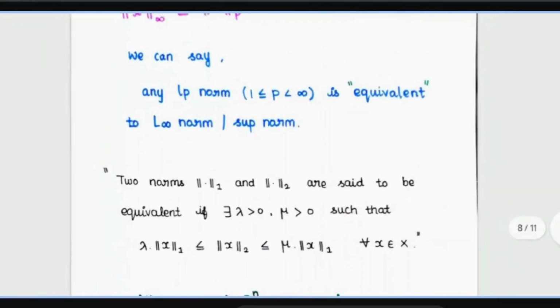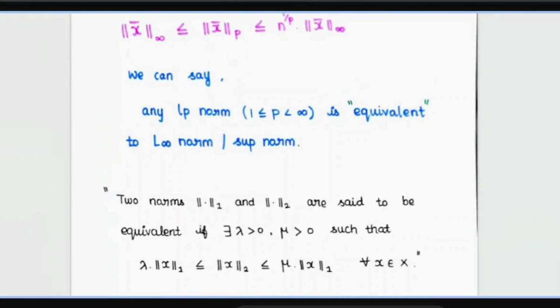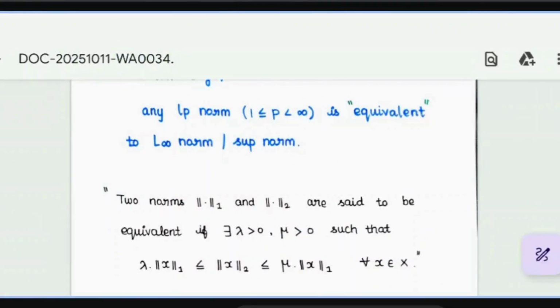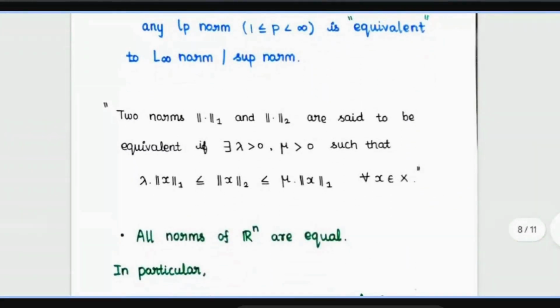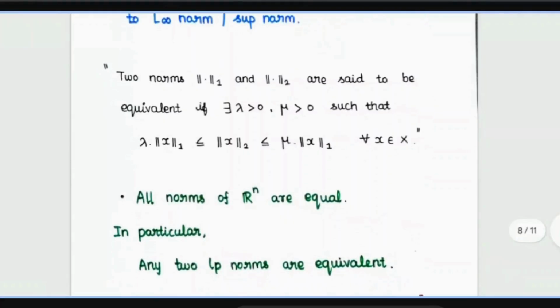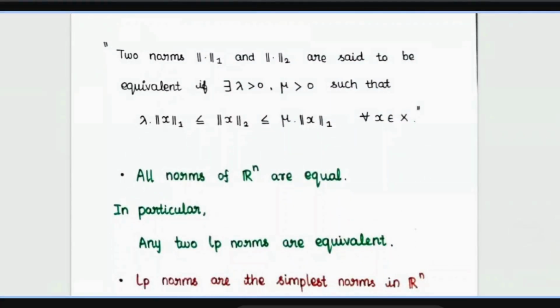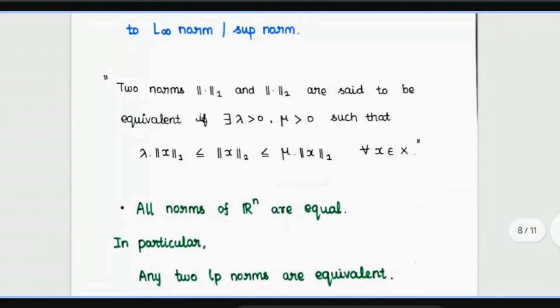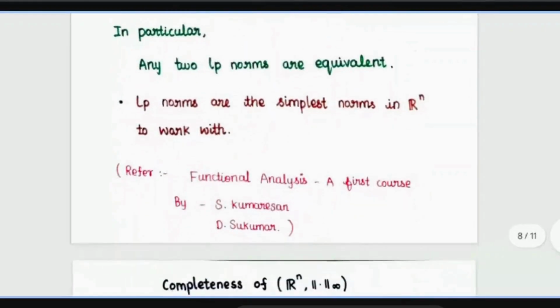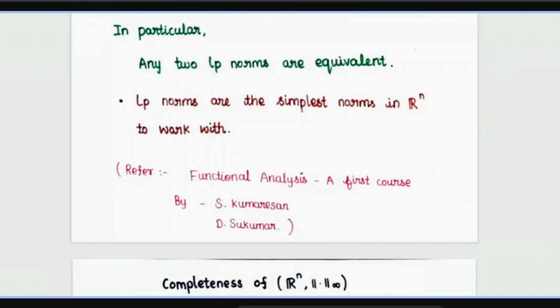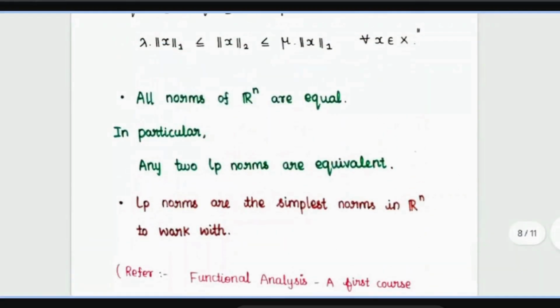Now we have shown that any Lp norm is equivalent to the L infinity norm. But in general, we can also show all norms in Rn are equivalent. But for that, we need many things to work out, and we are not going to prove those things. So in particular, we can say any two Lp norms are equivalent. You can refer to Functional Analysis by S. Kumaresan sir and Sukumar sir for further study about all the norms on Rn being equivalent.